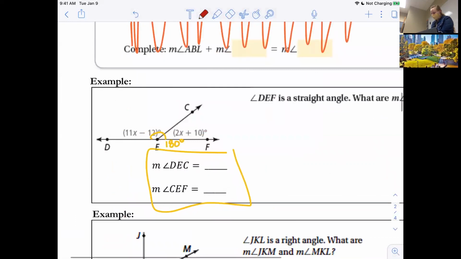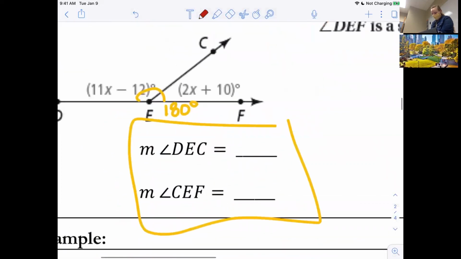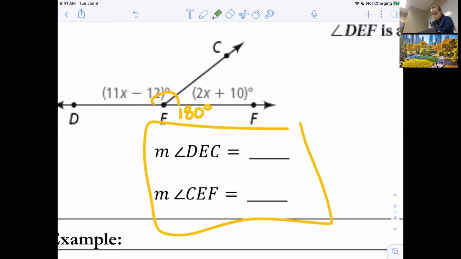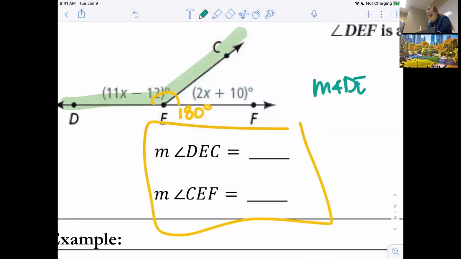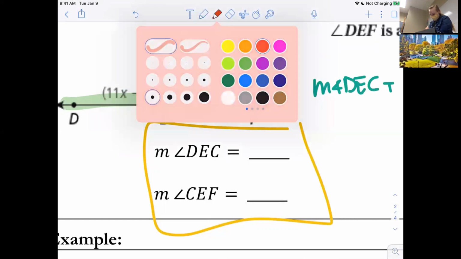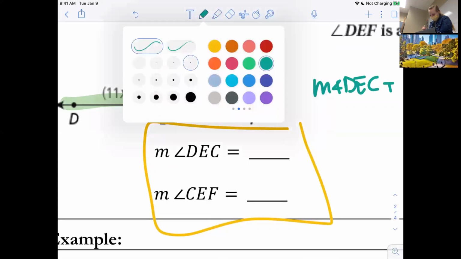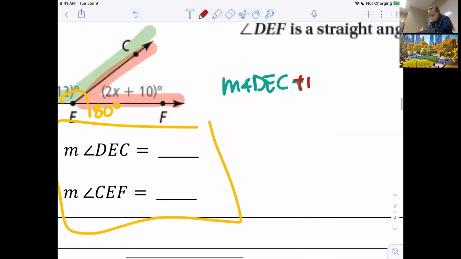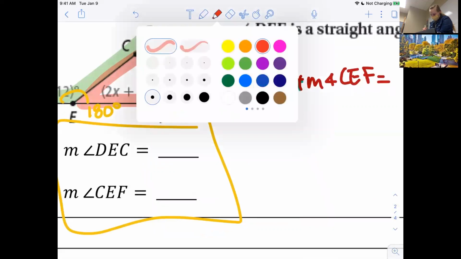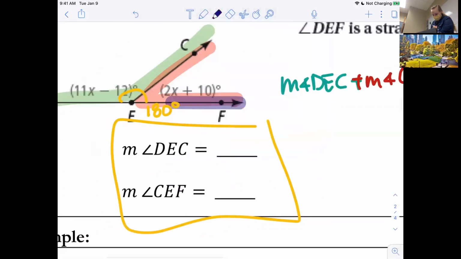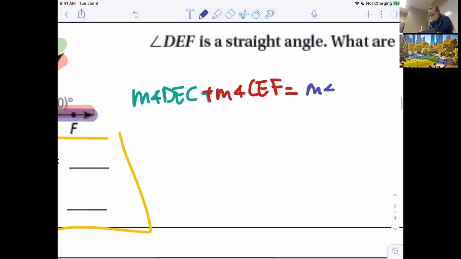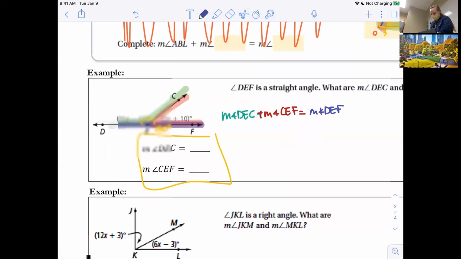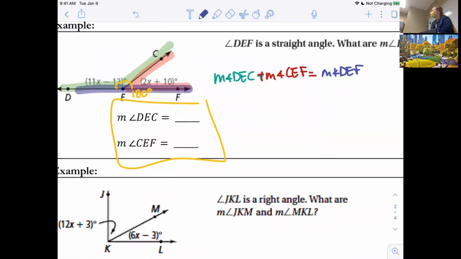Then it says, what are the measures of DEC and CEF? So let us look. The measure of angle DEC plus the measure of angle CEF equals the measure of angle DEF. Now I wrote it in a statement like this, and now I'm going to plug in.